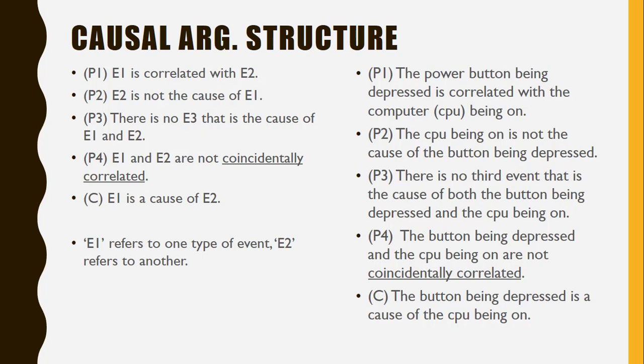It's not some kind of random happenstance by chance, for example, but there really looks like there might be something deeper going on here. So once you've established the four premises, then you would be warranted in justifying the conclusion that the button being depressed is a cause of the computer being on.